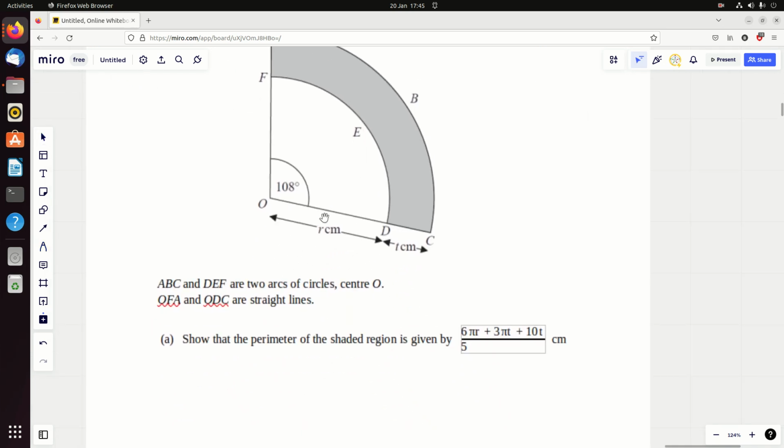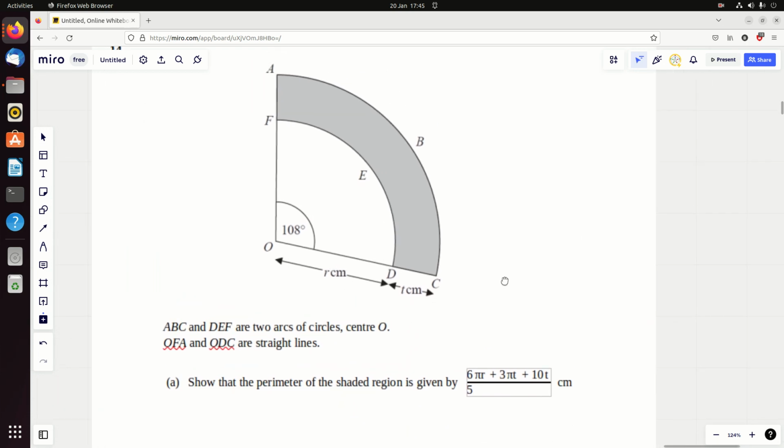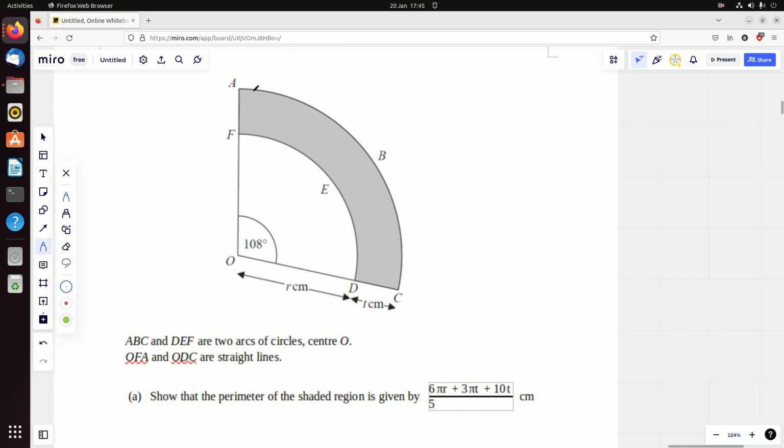Next question. What are we doing here? Finally, show that the perimeter of the shaded region is given by that. Once again, a 5 should be in the middle. Looks a bit weird there. Okay, so how do we find the arc length ABC? Let's find that first. We're going to have to do 108 over 360 multiplied by the circumference of a circle. This just finds you the fraction of the circle you're dealing with, multiplied by the circumference, which is 2 pi r.